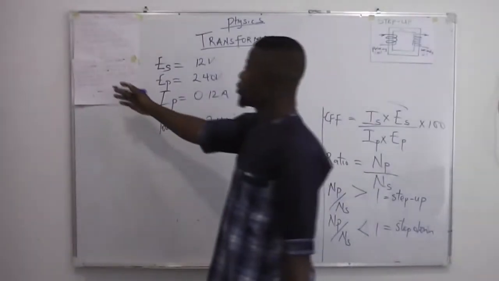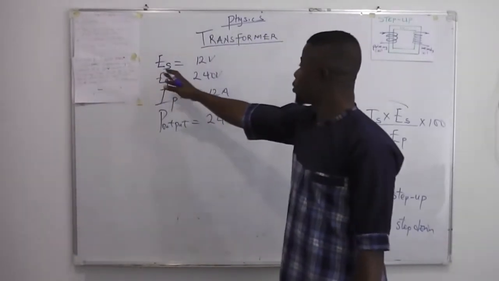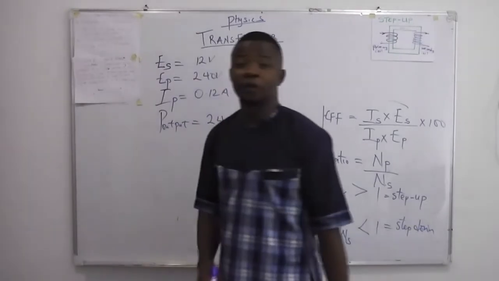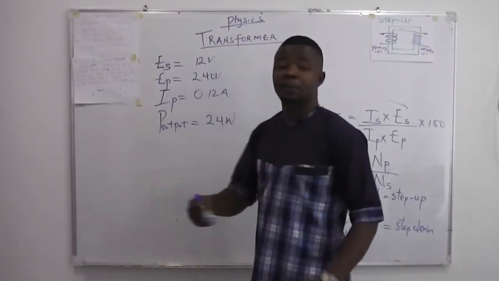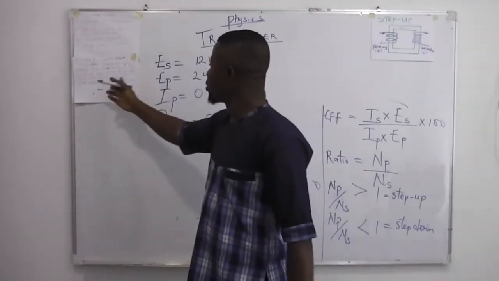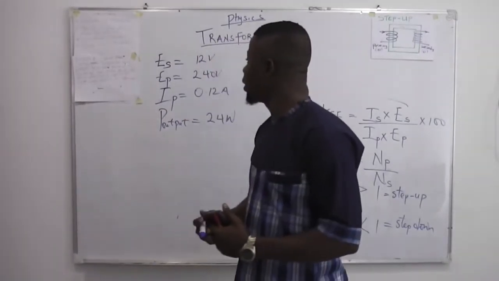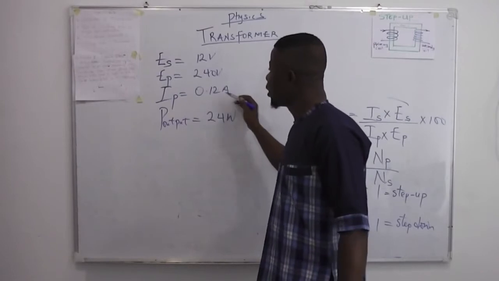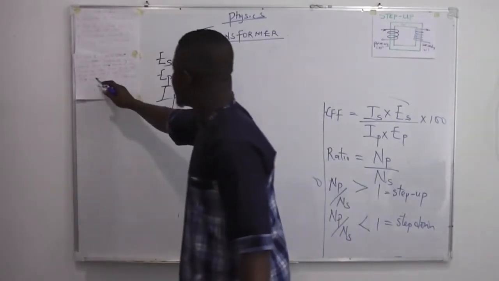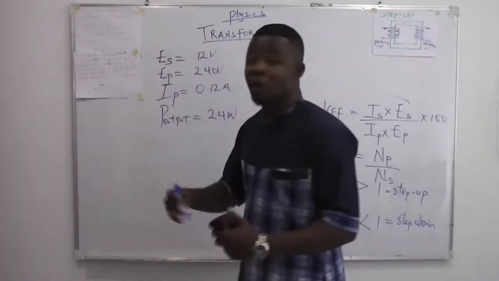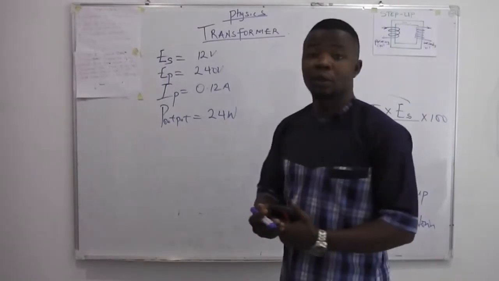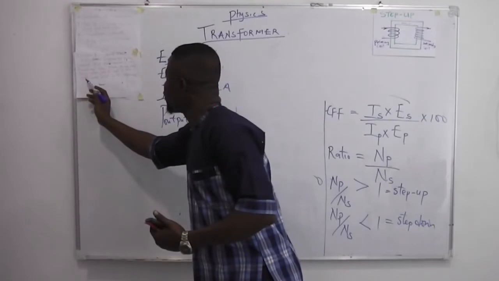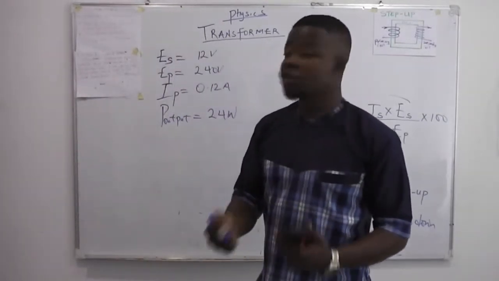Okay, from the question, a transformer supplies 12 volts, that is voltage across the secondary 12 volts, when connected to a 240 main. The 240 main is the primary voltage. If the transformer takes 0.12 ampere from the main, that is what? The current across the primary from the main. When used to light a 12 volts, the 12 volts is the what? The voltage output of the transformer. 24 watts lamp, that is the power output.